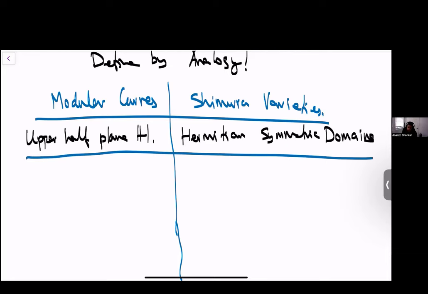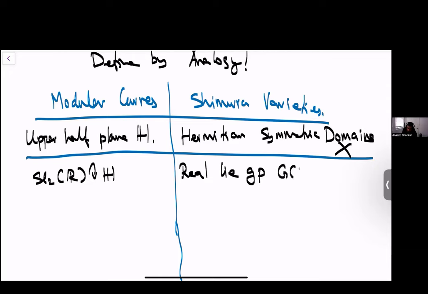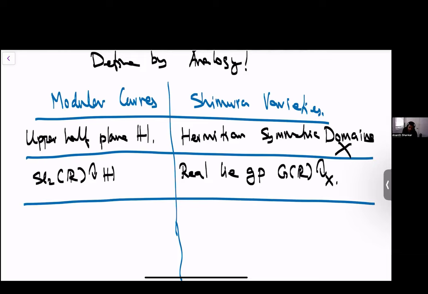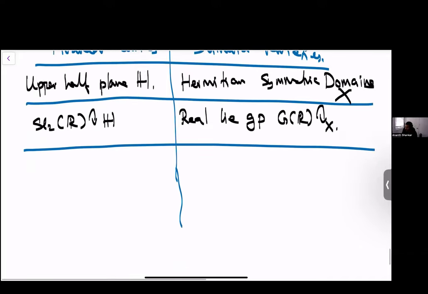Well, we had this rather large Lie group that acted on H by holomorphic isometries. And analogous to this, there is going to be a Lie group of holomorphic isometries, G of R, that acts transitively on X. Now, having SL2R and the upper half plane wasn't enough to define the modular curve. We needed the subgroup SL2Z, or actually even finite index congruence subgroups of SL2Z are enough.